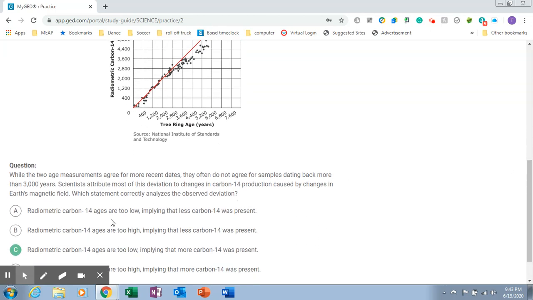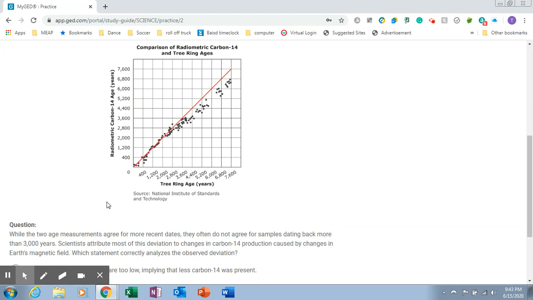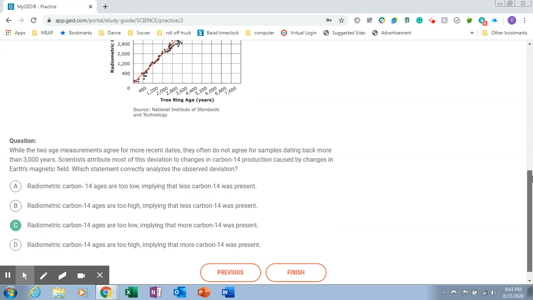Radiometric carbon-14 ages are too low. Yes, they are. These dots, if we look at them, carbon-14 is going up, up, up, up, up, and these dots are coming in lower than the line, so there's less carbon-14. So, yes, they are coming in lower. Carbon-14 ages are coming in low, so it's either going to be A or C. You can tell what it's going to be because I already have it clicked. Let's look at why this one's not right.